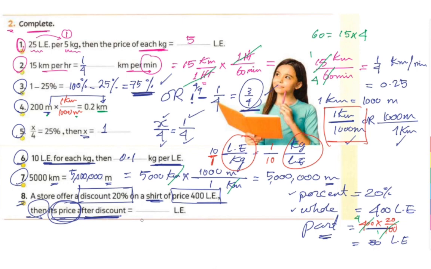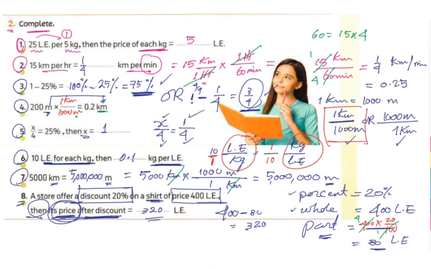He needs us to find the price after discount, not the discount. So the shirt was 400. What do we do with the discount? I will subtract the discount part, 80, and that equals 320. That's easy. So the price of the shirt after discount is 320. Without the discount, 400. The value of the discount is 80 LE. And we finished question number 2.